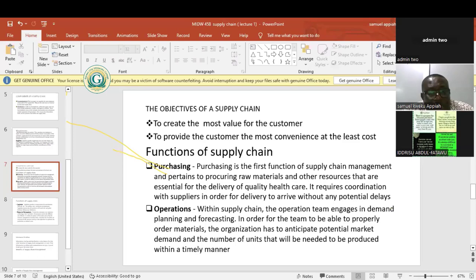And so the first function is making sure that they've procured the raw material, the resources that they require to be able to function. The same thing applies to the healthcare system. The first thing is procuring the raw materials and the other resources that are essential for delivery of healthcare. Without them, you cannot do anything.